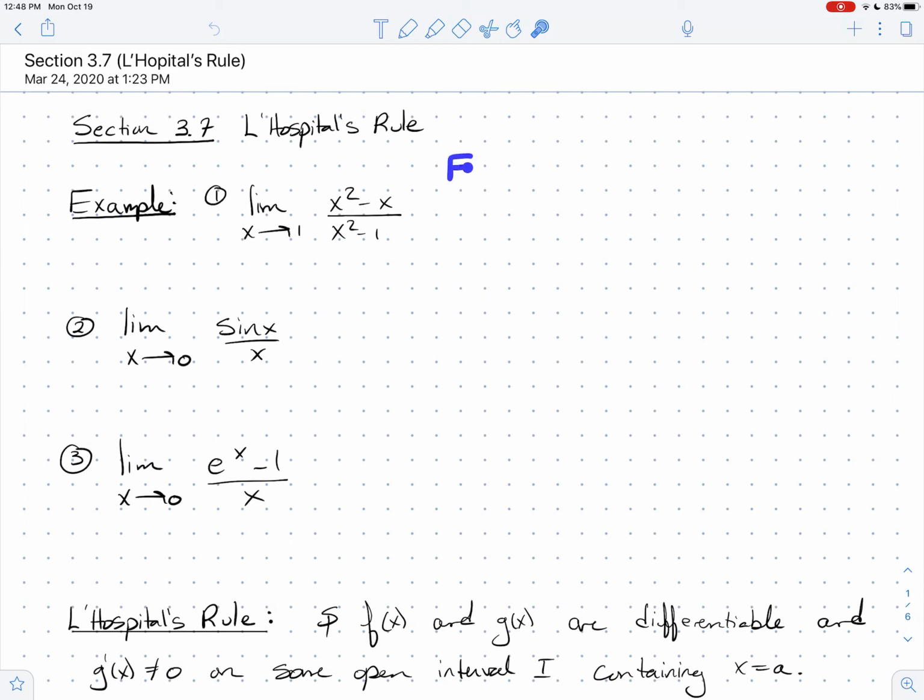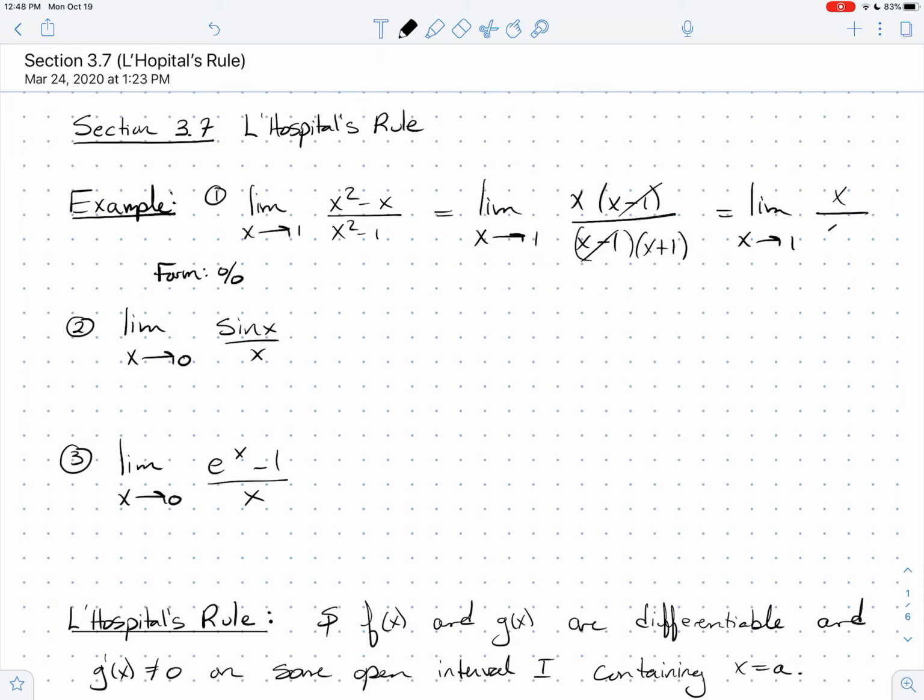The form is, well, let's think about it. As x goes to 1, the top goes to 1 minus 1 is 0, bottom goes to 0. So let's actually write it down. The form is 0 over 0. We were able to solve this limit by factoring the top and the bottom, and we canceled out the x minus 1s, and we get the limit as x goes to 1 of x over x plus 1, which is 1/2.